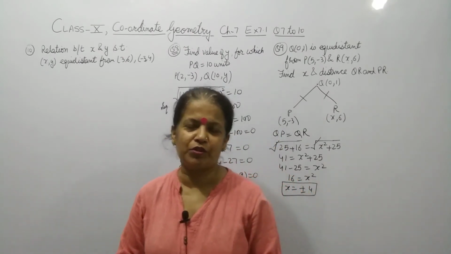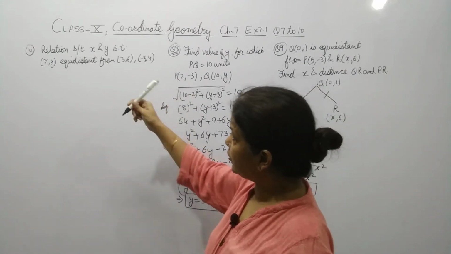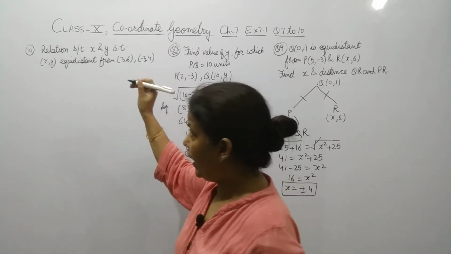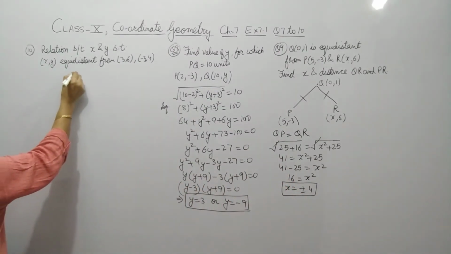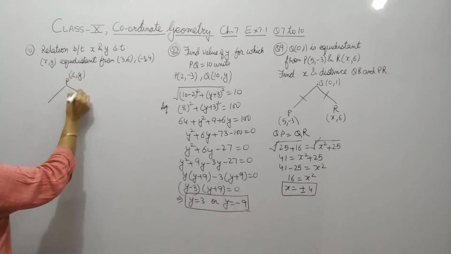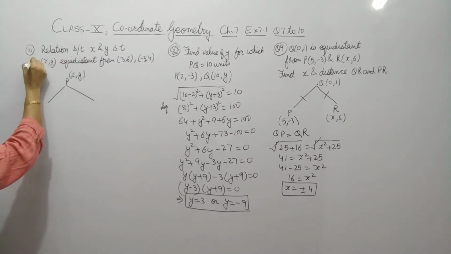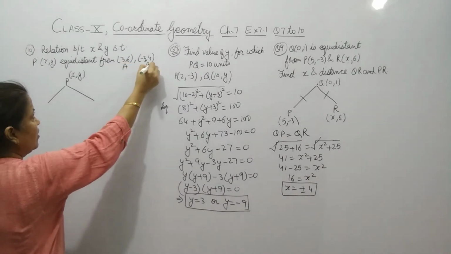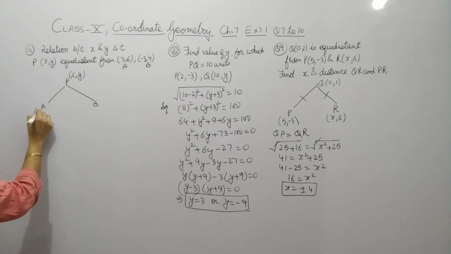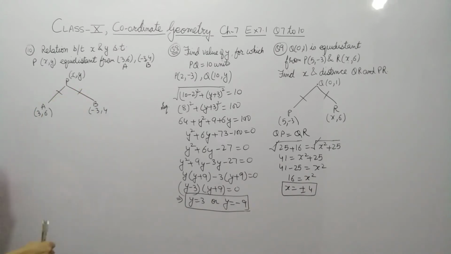Still we have one more question left out. So we will take question number 10. Question is find the relation between x and y such that xy is equidistant from these two. So we will take xy as point P and this is equidistant from these two. This is A and this is B. So point P is equidistant from A and B. Okay, so these two are equal.